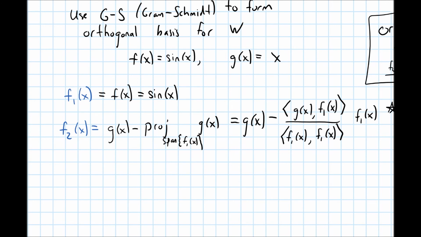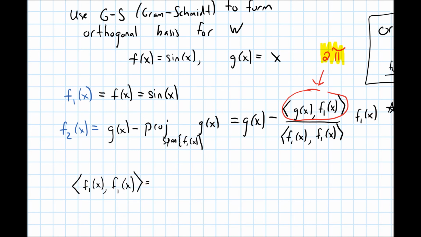So we've already done the inner product in the numerator, because g of x is x, f1 of x is sine x. We already did that inner product. We know this is 2 pi. That's the one that we just did above. So we need to do this inner product in the bottom. Let's do the inner product of f1 of x with itself.